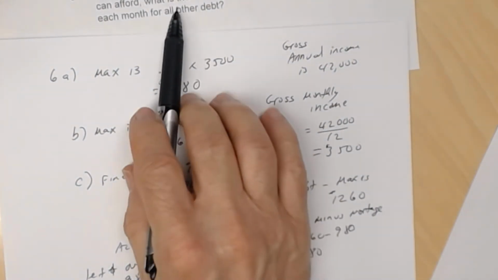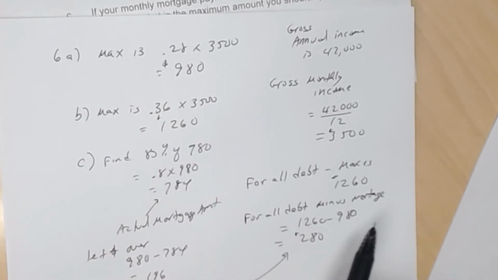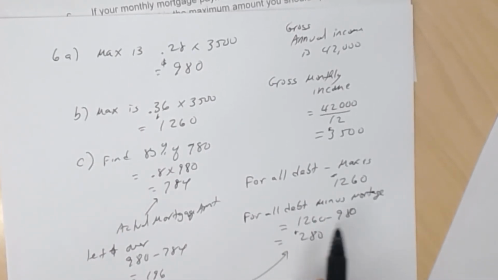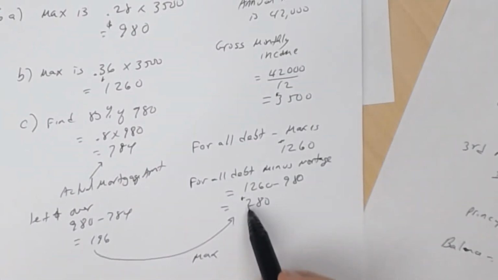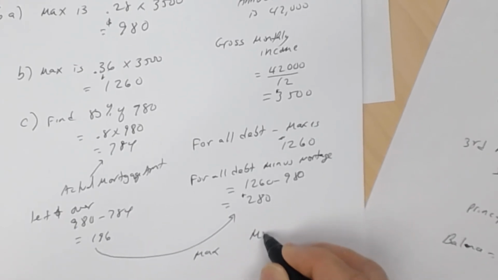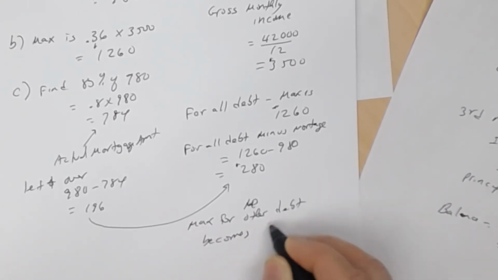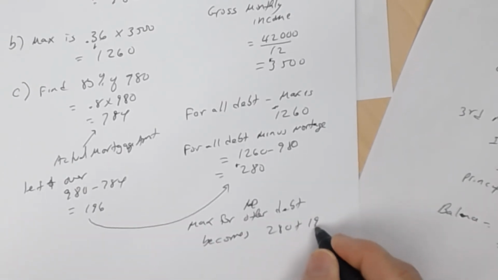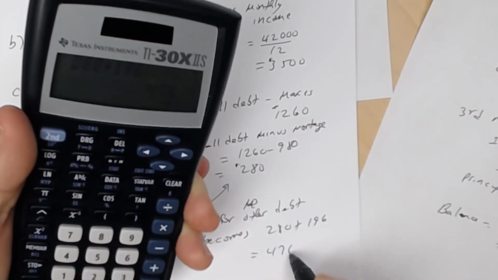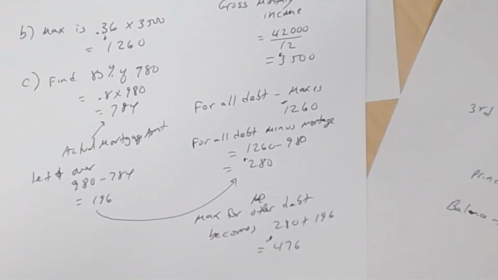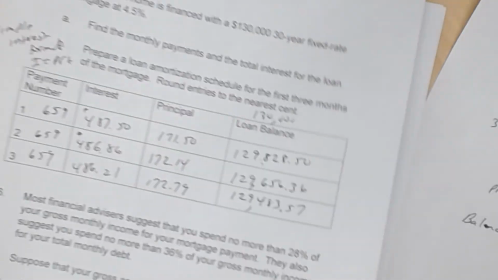So the question is what's the maximum amount you should spend each month on the other debt? So instead of the maximum for the other debt being $280, see it says other debt, right? That's important, other debt. Instead of it being $280, I can add this amount to it. So the maximum for other debt becomes 280 plus 196, which gives me $476. All right, so that is, in a nutshell, quite a bit of stuff for this section.